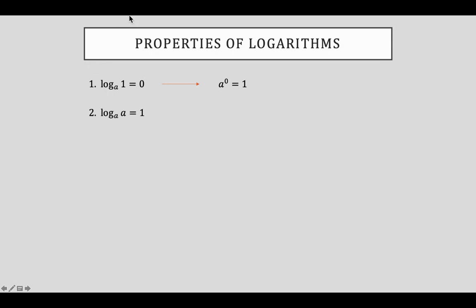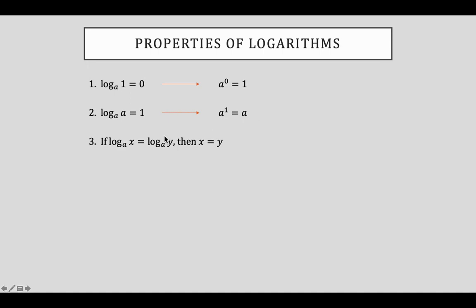Property number 2, log base a of a is equal to 1. Now again, let's think about this in exponential form. If we take the base of the log here, which is a, and we raise it to the first power and set it equal to the value inside of the log, we get a raised to the first power is equal to a. And that is also a true expression. Any number raised to the first power is equal to itself, its own identity.